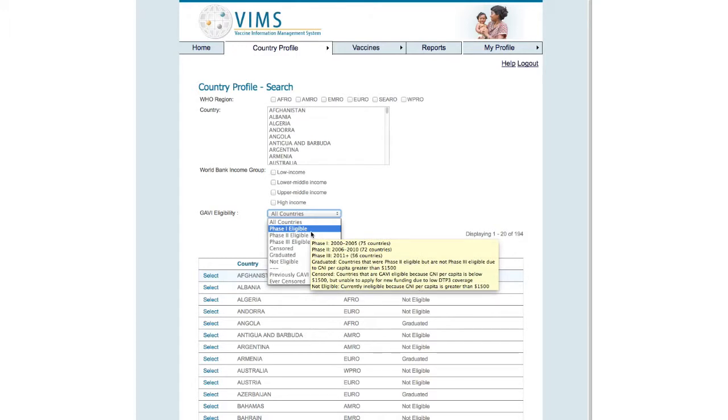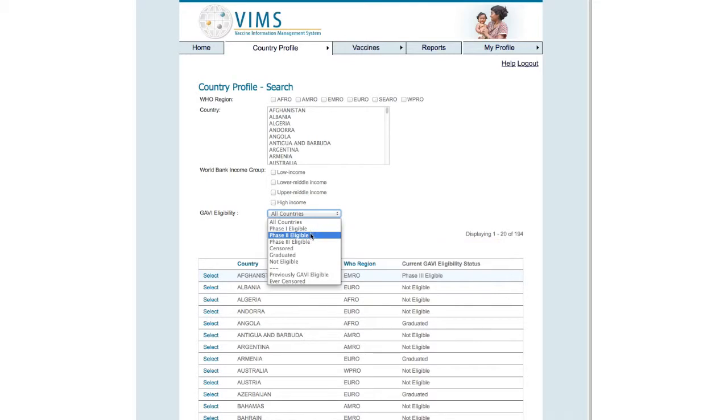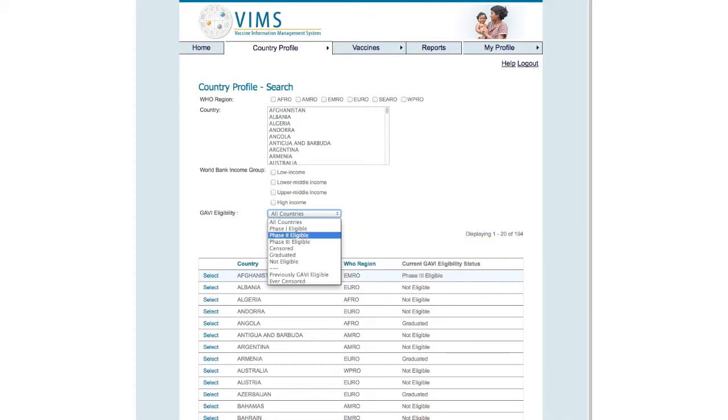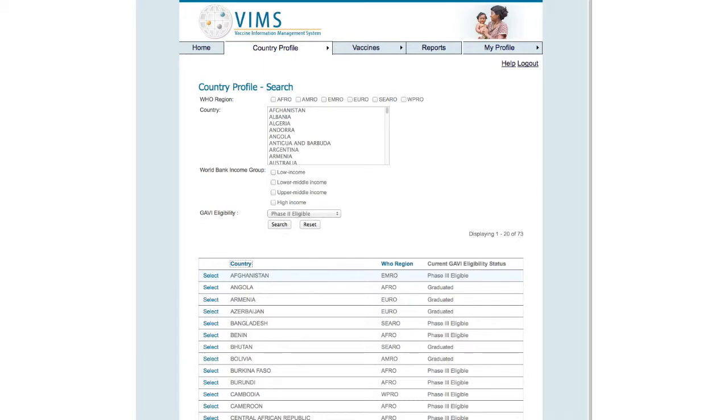Phase 1 is 2000 to 2005. Phase 2 is 2006 to 2010. Phase 3 is 2011 to current, which is 56 countries. So we're going to look in the Phase 2 eligible countries. As you can see, here is the selection of countries that provided. There are 73, and you can continue to look through the alternative pages.